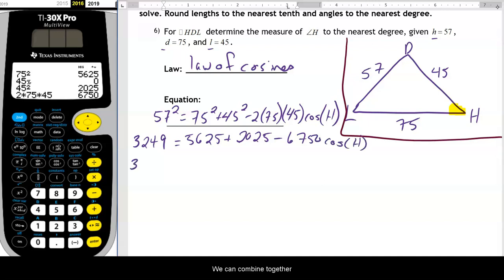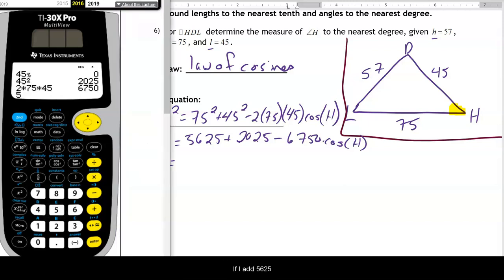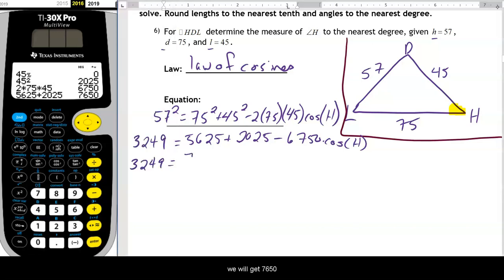We can combine together the 5,625 and the 2,025. Remember again, we cannot put that 6,750 with those numbers because of the multiplication going on there with the cosine. But if I add 5,625 plus 2,025, we will get 7,650 minus 6,750 cosine H.